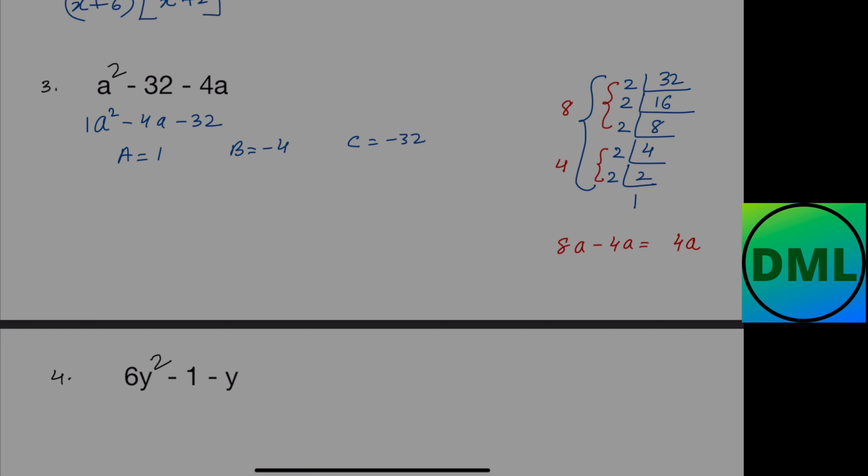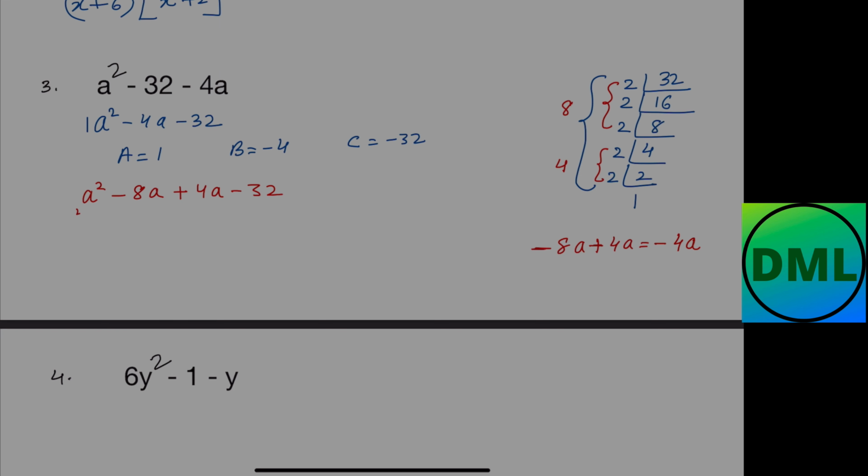Do you need positive 4a or negative 4a? I need negative 4a. That means the bigger number should have the negative sign here. It should be written as negative 8a plus 4a, which will give me negative 4a as my answer. I can split my middle term minus 4a as minus 8a plus 4a. Let's write down here a square minus 8a plus 4a minus 32.